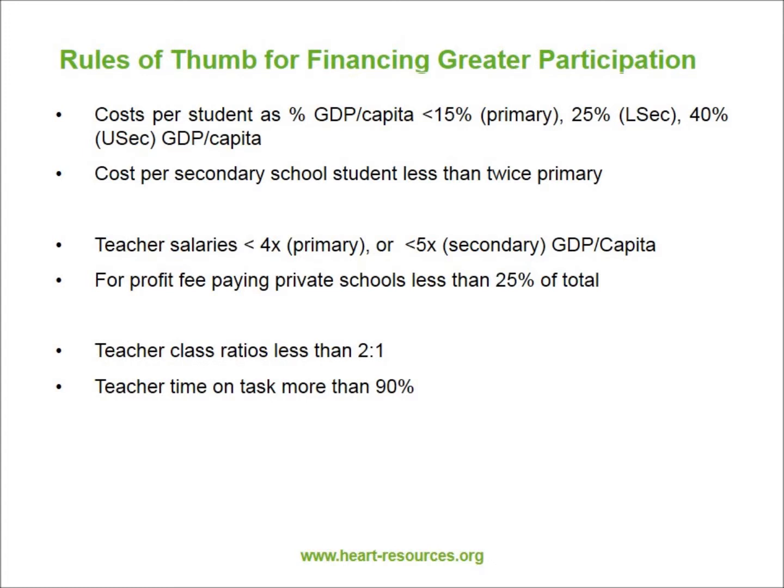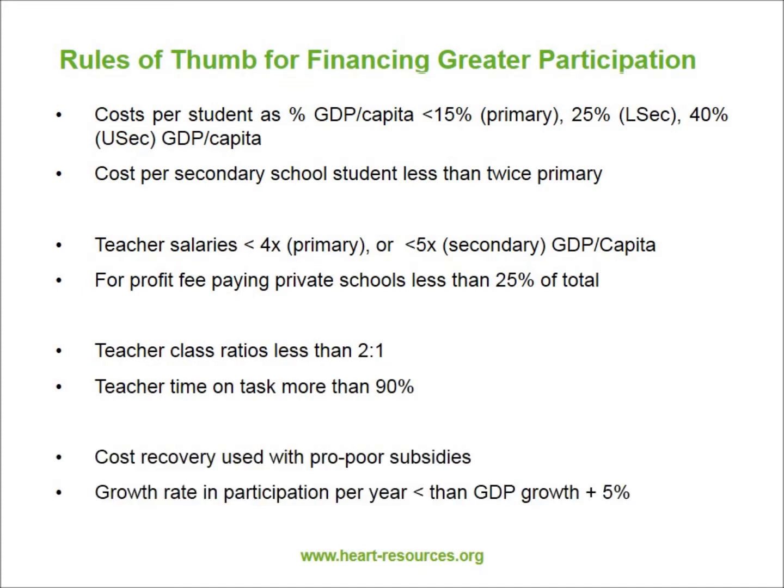Teacher-class ratios need to be less than 2 to 1. Some secondary school systems are very inefficient in the sense of having more than 2 teachers available for every class which is currently being taught. It's not only the pupil-teacher ratio that matters, it's also the teacher-class ratio that matters in terms of what is delivered and how much time teachers have on task.